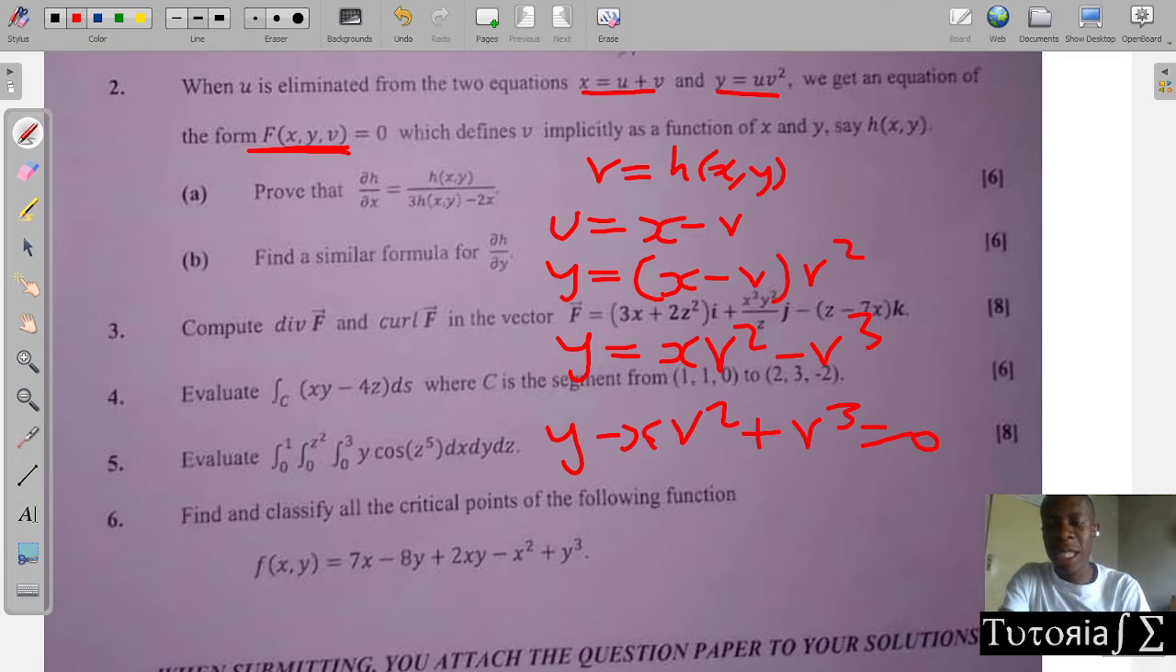And now this is the function that we're looking for here. As you can see, it only has x, y, and v. So simply we can say f is equal to that.